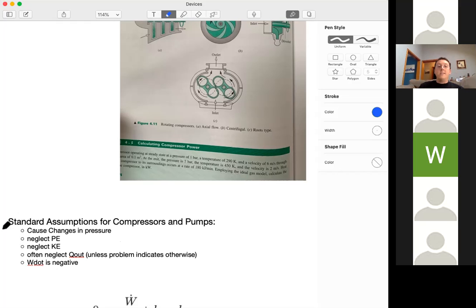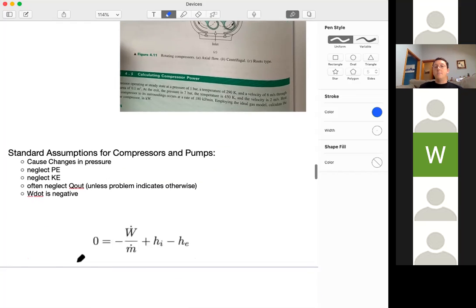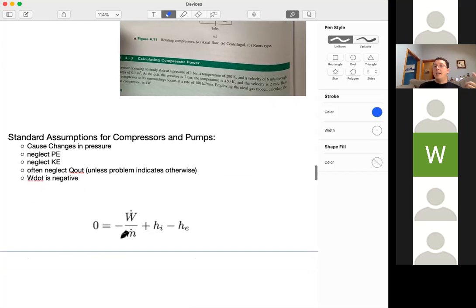All right, so what I've done is I've taken our control volume equation for the energy equation, and I've applied all these standard assumptions. Because there's only one intake and one outlet, there's only one M dot, and I just call it M dot. I don't label in and out. I've dropped the heat, I've dropped the kinetic and potential energy, and I've just rearranged it. The only thing that survives are the enthalpies and the power.